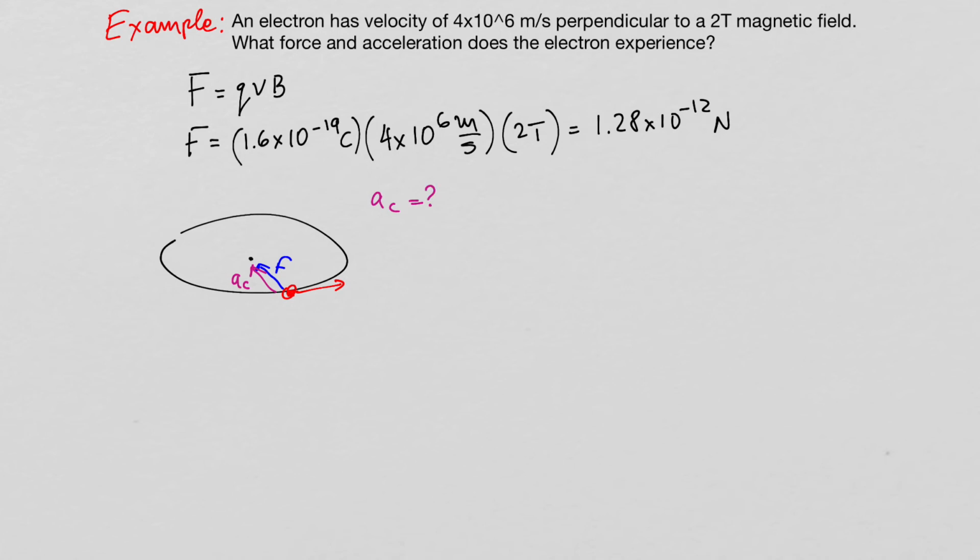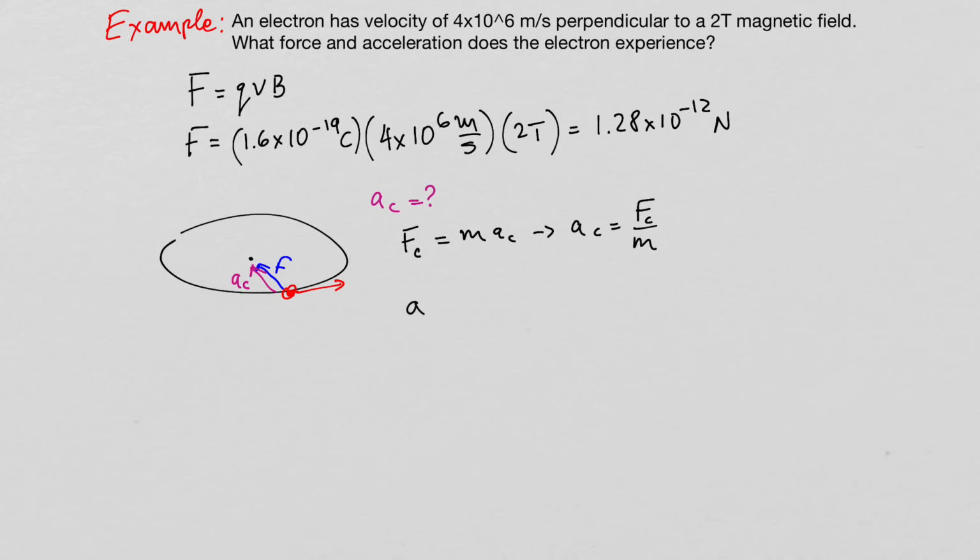To find the centripetal acceleration, I'm going to simply use Newton's second law that says the centripetal force is equal to mass times centripetal acceleration. From here, the centripetal acceleration is simply the force divided by the mass. The force we already found, that is 1.28 times 10 to the negative 12 newtons. The mass of the electron is a table constant, and it's equal to 9.11 times 10 to the negative 31 kilograms.